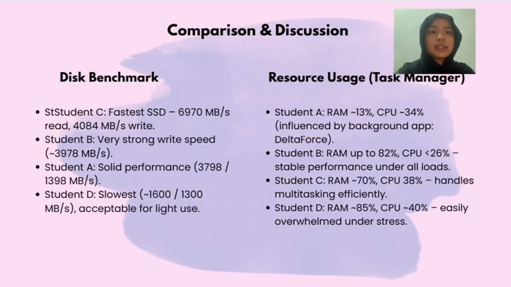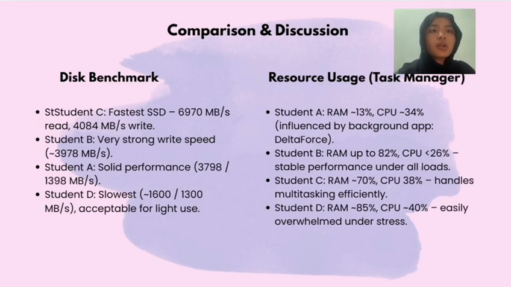Next slide. For this benchmark, in terms of storage speed, student C was the fastest, nearly 7000 MB/s read and 4000 MB/s write speed. Student B also performed very well, especially with write speed close to 4000 MB/s, and student A's drive had decent speed, while student D had the slowest but still usable for general tasks. This shows how a modern SSD like C's greatly improves responsiveness for large file operations.